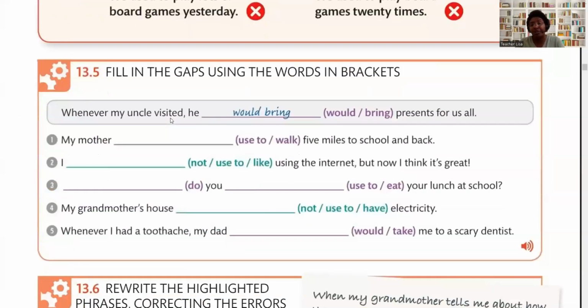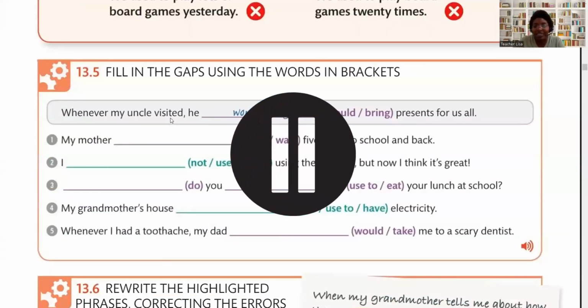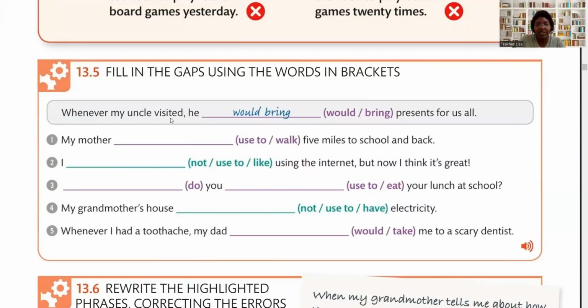Here you can pause the video and see if you can get them all correct, and then we'll come back and look at the answers together. Let's first look at our example.